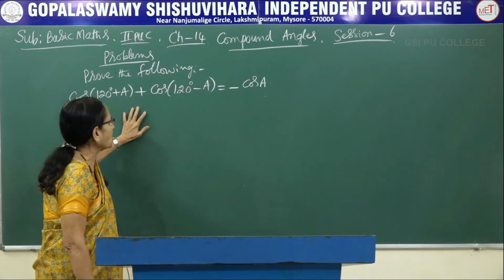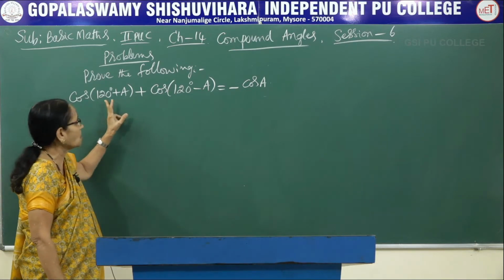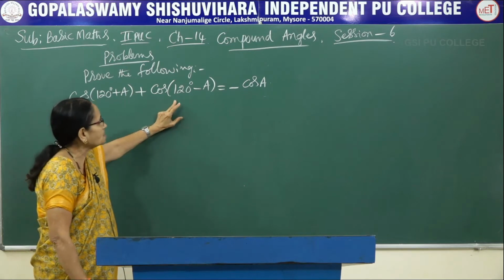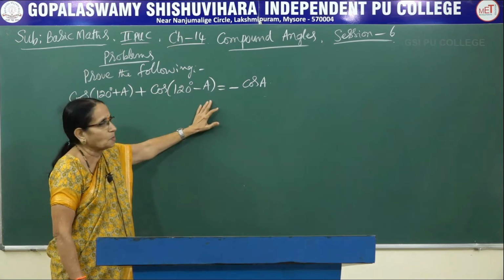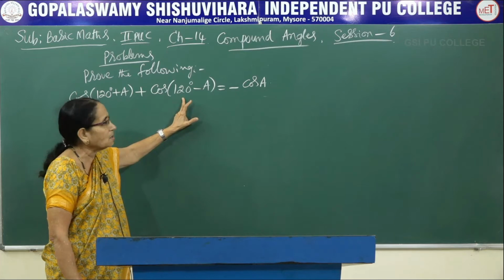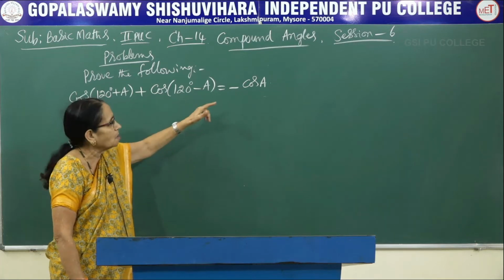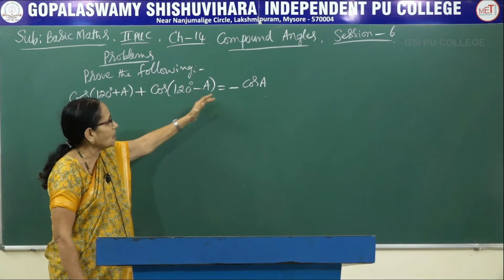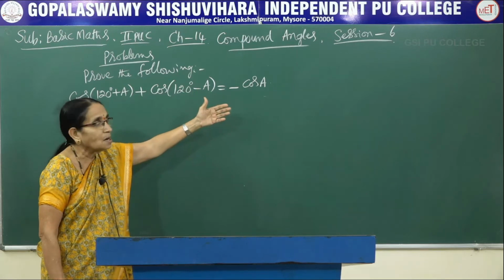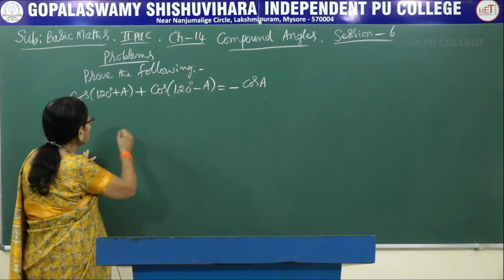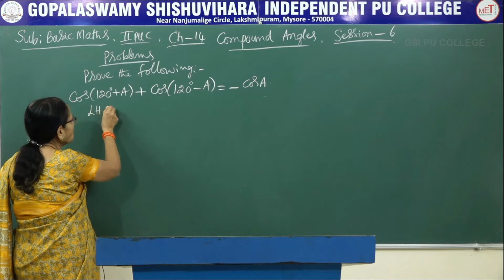Now, look at the left hand side. It is of the form cos of A plus B, and this is of the form cos of A minus B. 120 is a known angle and A is an unknown quantity. Observe the right hand side, we don't have any known angle, it's a general angle A we have to get here. So, as usual, we start from the left hand side.